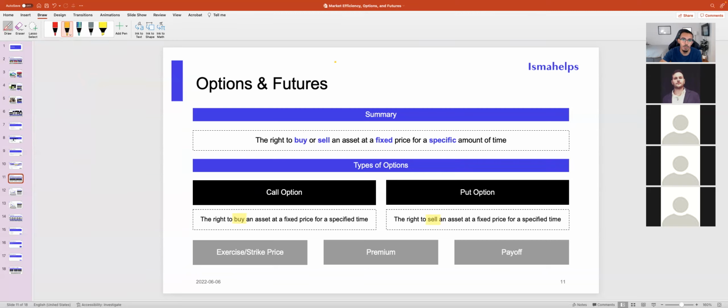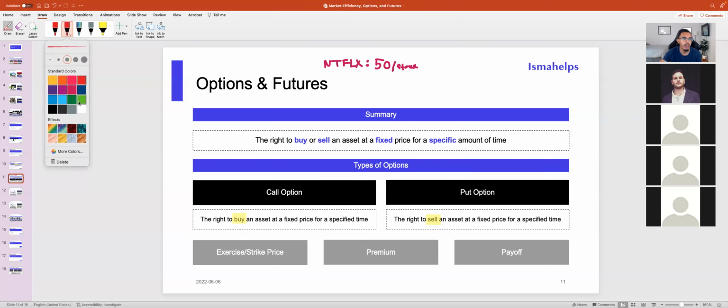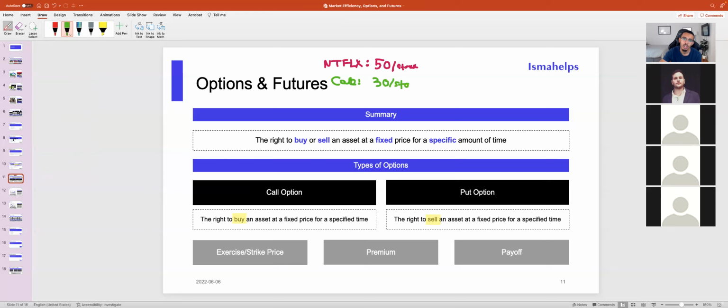Let's say that we want to buy, I don't know, Netflix. I'm going to assume this is their ticker. I can be totally wrong. We want to buy Netflix, okay? And we know that Netflix is trading at $50 a stock right now, okay? And we have an opportunity to buy a call, which would give you the right to buy Netflix at $30 a stock, okay?